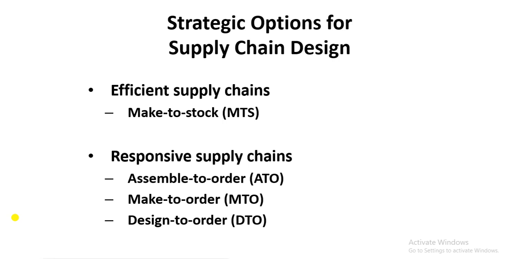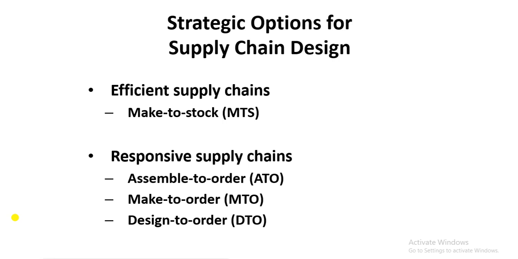The third strategy is called design to order, where the customer is involved in the designing process, and production starts after finalizing the design with the customer, who then gives specific requirements to the producer or the manufacturer. So these are the three different strategies which any company can choose if they are managing a responsive supply chain.